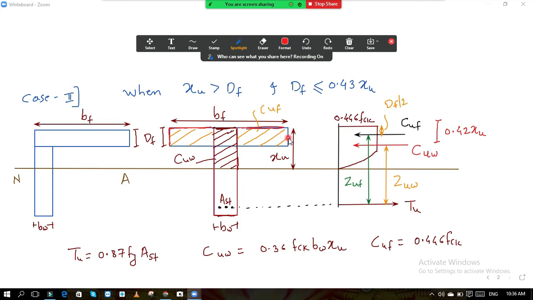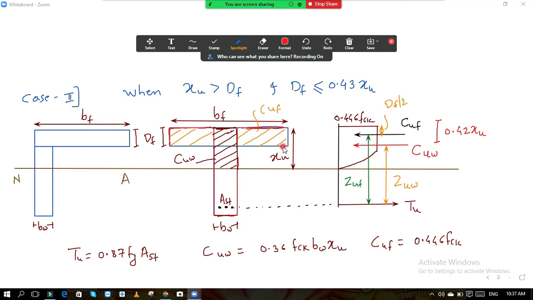The stress is uniform. Now suppose the depth of the slab is 200 mm or 230 mm, a greater depth. In that case also we take 0.446 FCK, but we consider the area of the flange only up to the depth where the stress is constant or uniform.